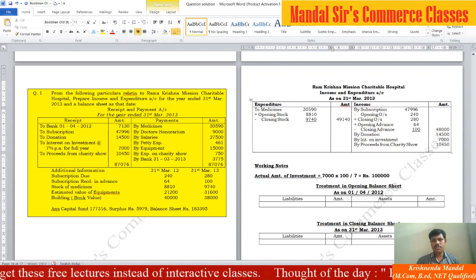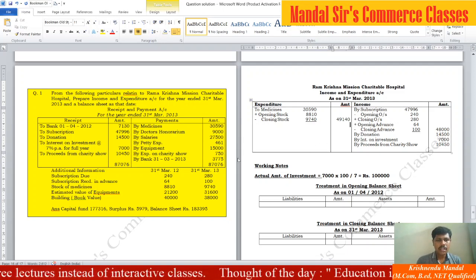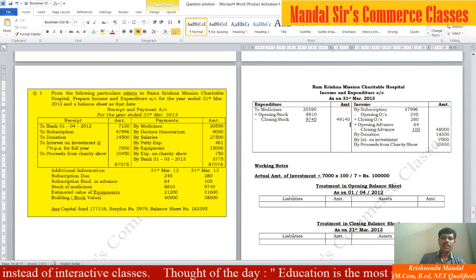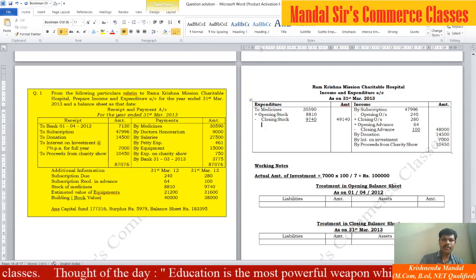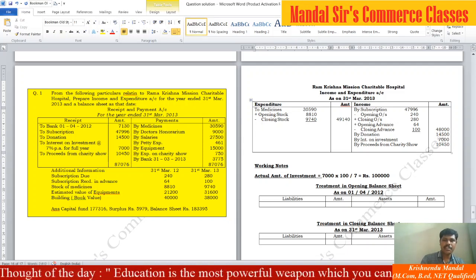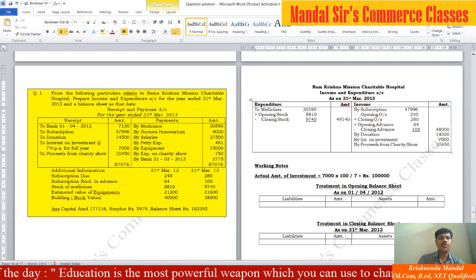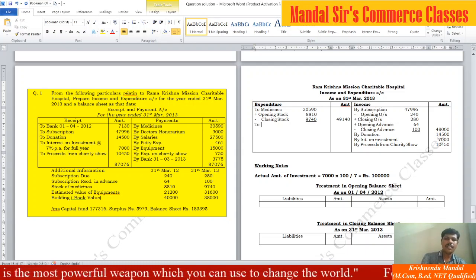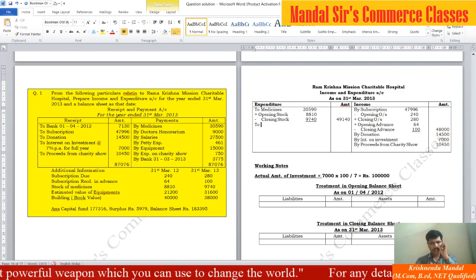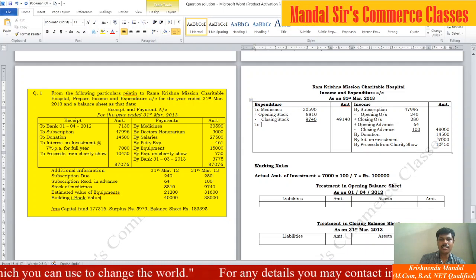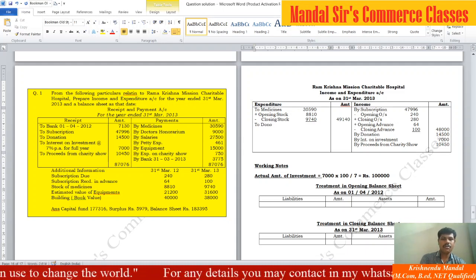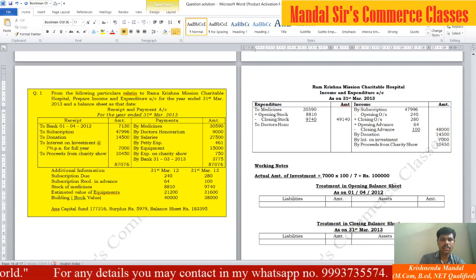Next, move on to the next point, that is the doctor's honorarium. As I had already told you, honorarium means a type of memento or gift awarded to any of the chief guests who come to our club or institute. So doctor's honorarium is a revenue nature item, revenue expenditure. So we will write over here doctor's honorarium.